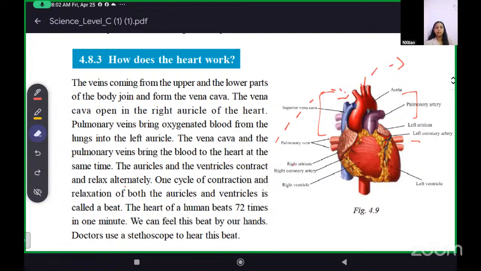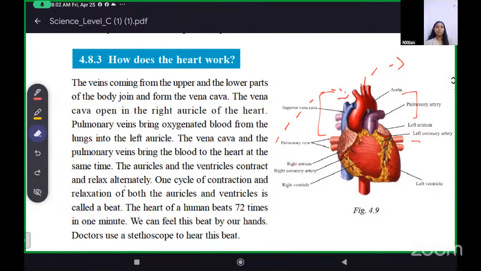One cycle of contraction and relaxation of the muscles of both the auricles and ventricles is called a beat. The human heart beats 72 times in 1 minute. We can feel this with our hands. Doctors use a stethoscope to hear this beat. So heartbeat is the relaxation and contraction, and in 1 minute this process happens 72 times.